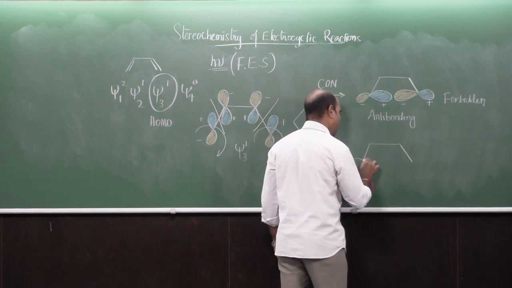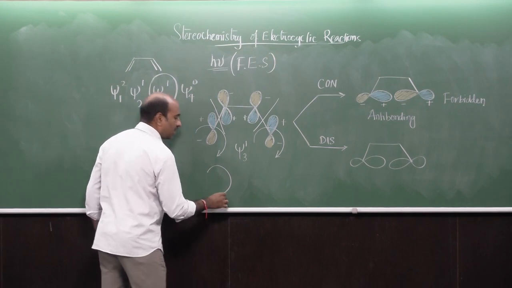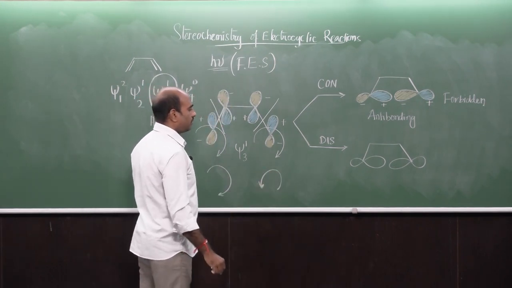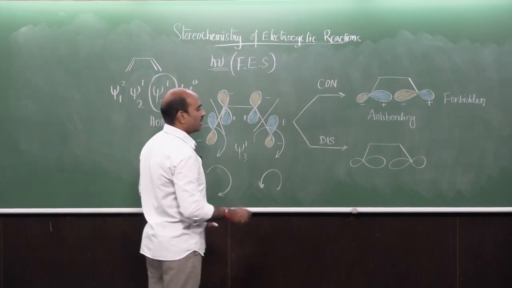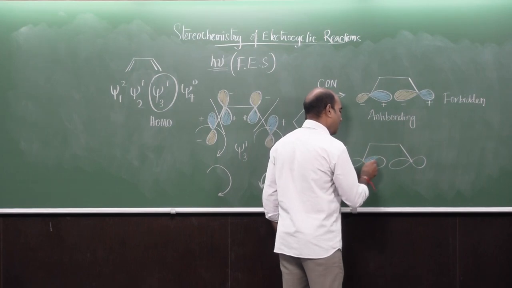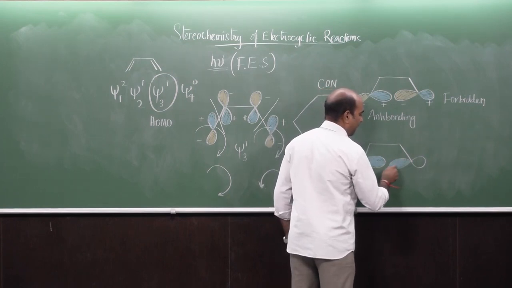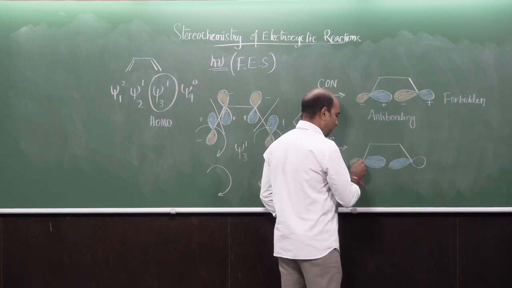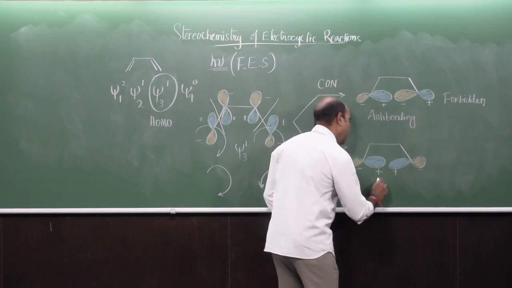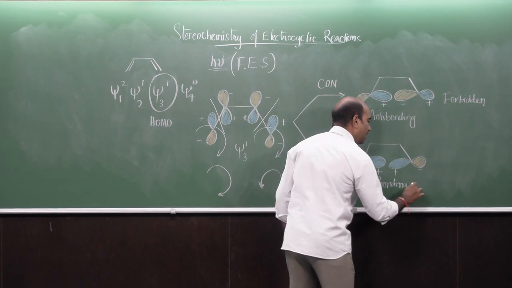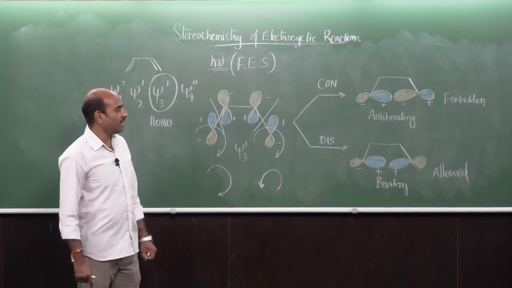Whereas on this dis mode of rotation, what we are doing here is one clockwise and the other anti-clockwise. If I rotate this clockwise, the positive wave function is coming here, and then if I rotate this anti-clockwise, again the positive wave function is coming over here. So it gives you the bonding interaction. Plus, plus, minus, minus. So this gives bonding interaction and therefore this is allowed. Therefore this is allowed, right?